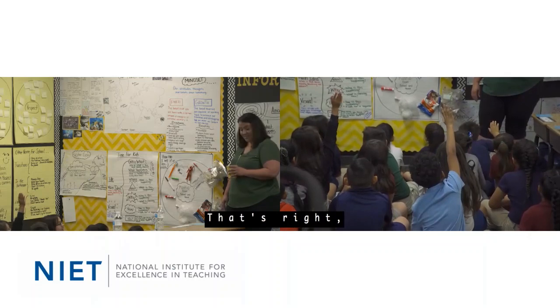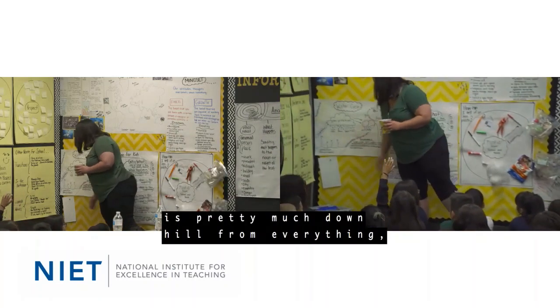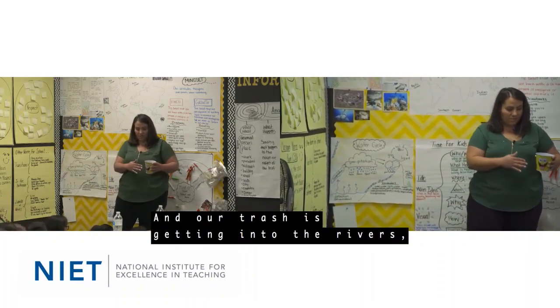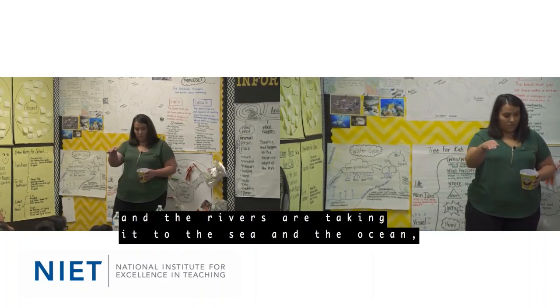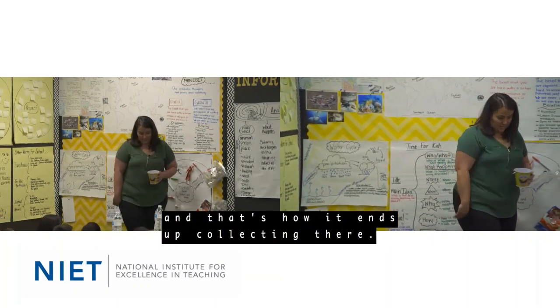The wind. That's right. That's right. Because we learned that the ocean is pretty much downhill from everything. And there's rivers running everywhere. And the wind is blowing our trash around. And our trash is getting into the rivers. And the rivers are taking it to the sea and the ocean. And that's how it ends up collecting there.